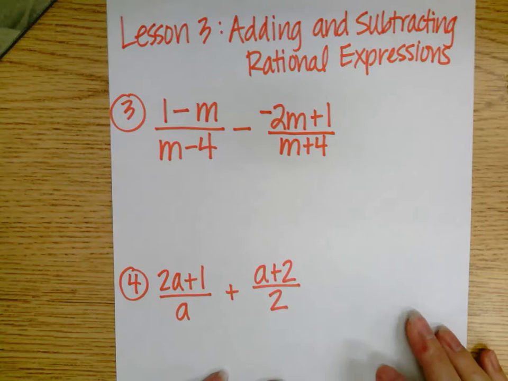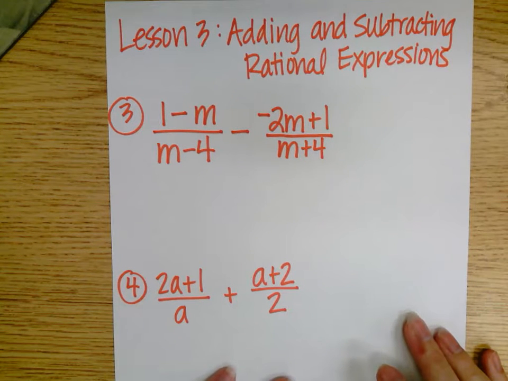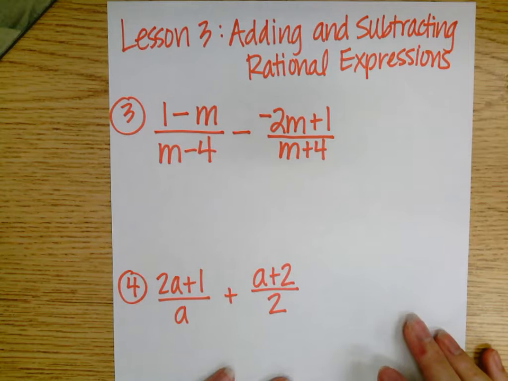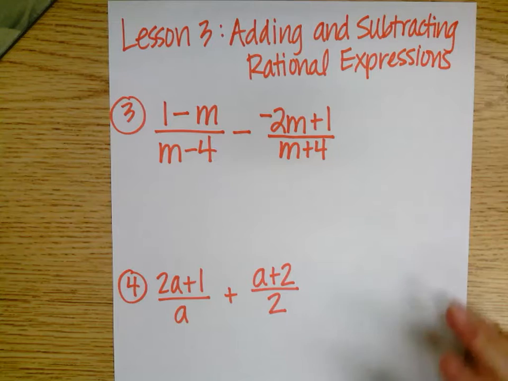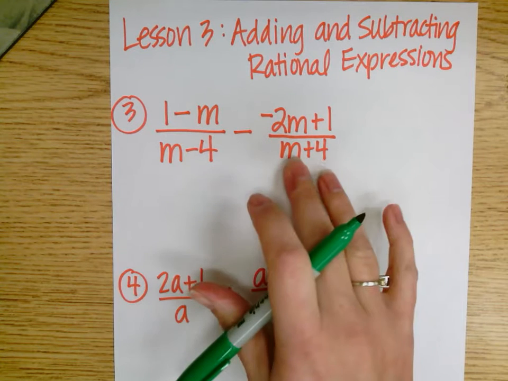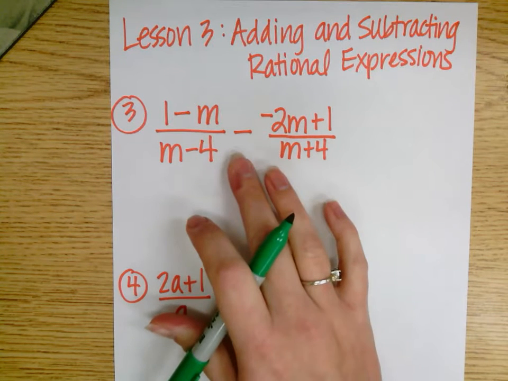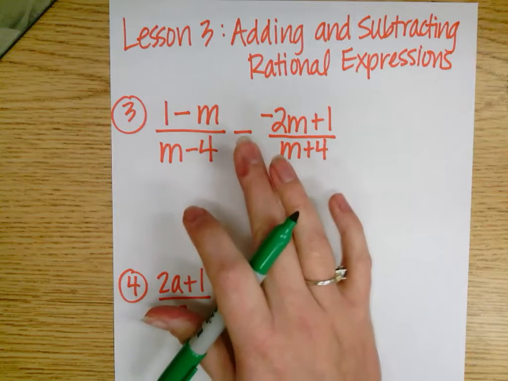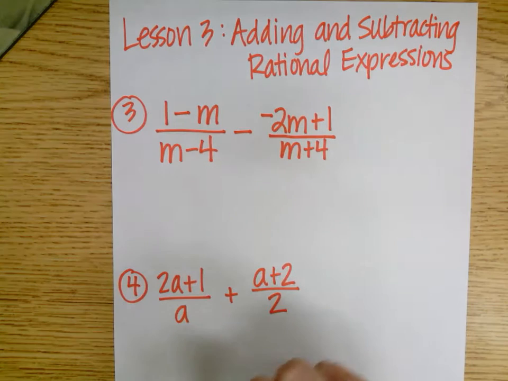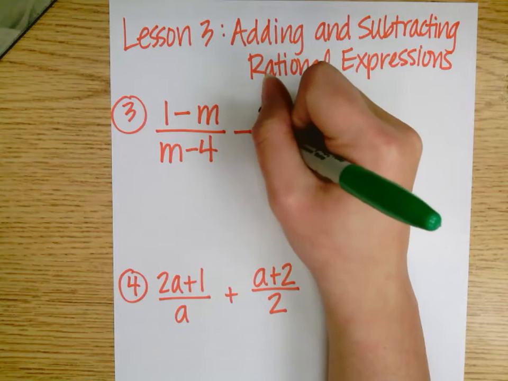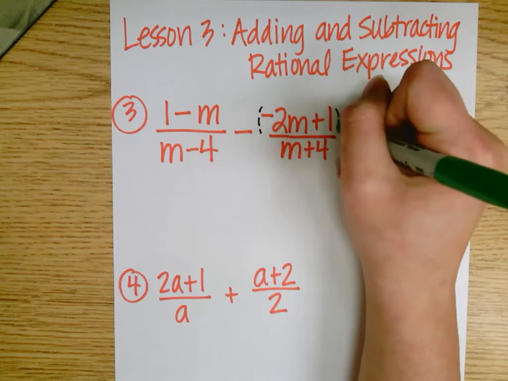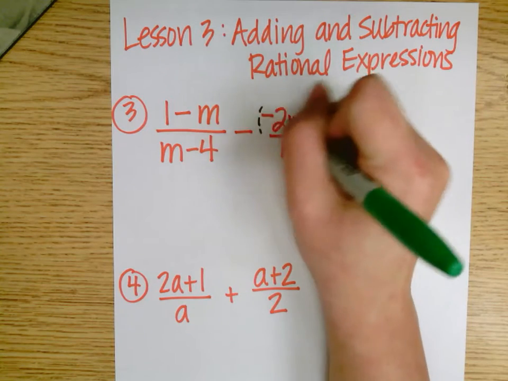Alright, this is the next video in adding and subtracting rational expressions, lesson 3. I've got two rational expressions here, and we're going to try to subtract them. In subtraction, you have to be careful: you want to subtract the whole entire numerator when we put these together. So keep in mind that there should be parentheses around here, because I want to distribute that negative to both terms.